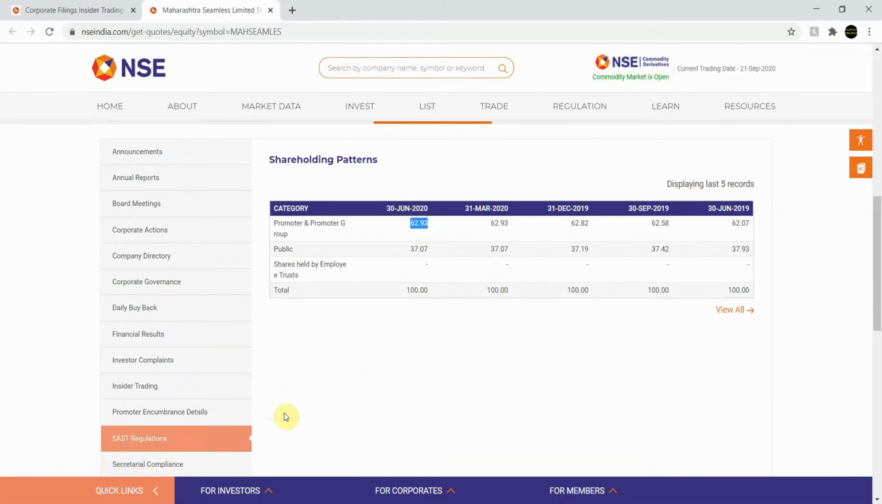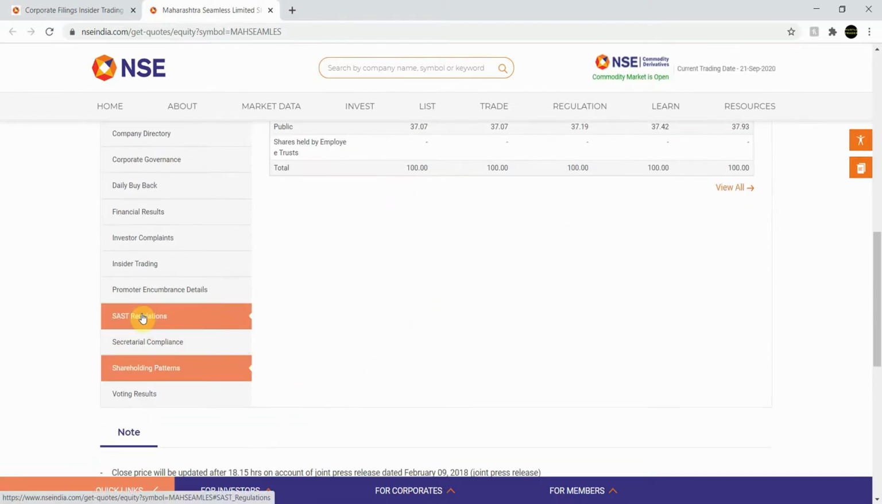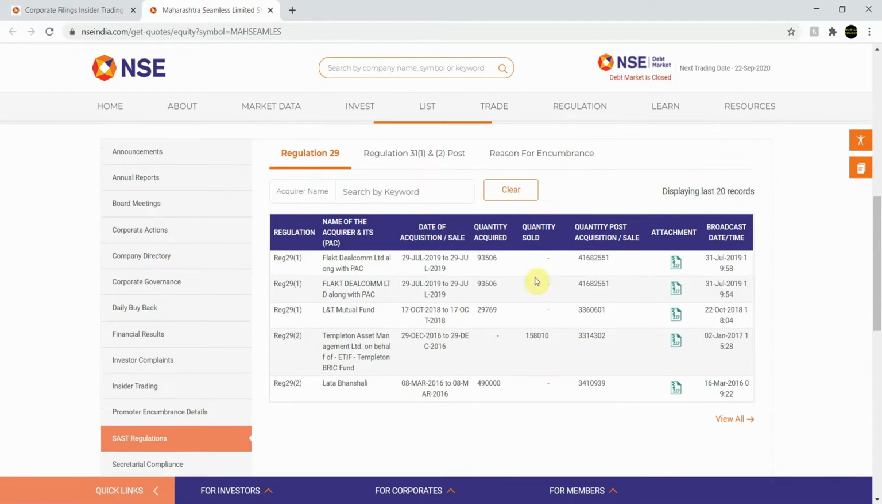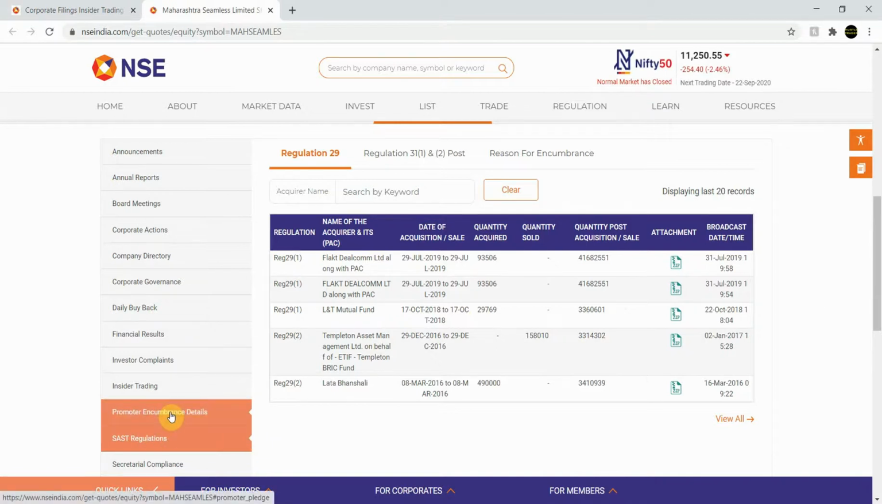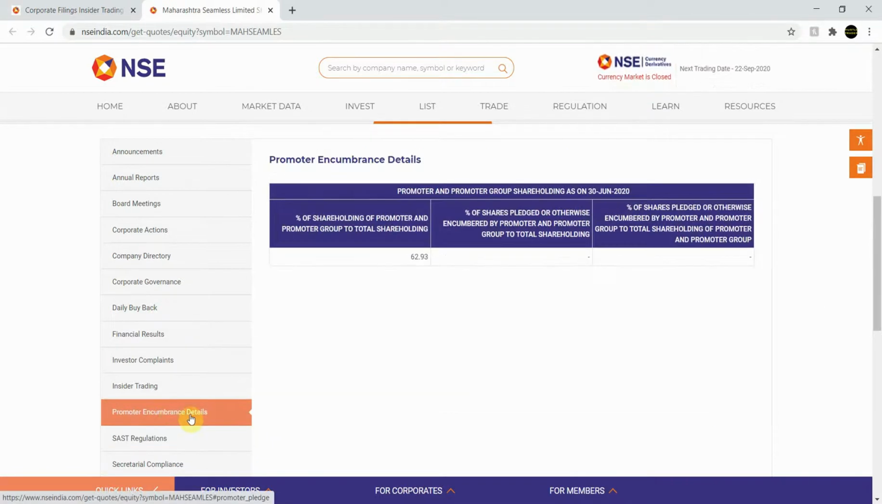Okay, shareholding pattern is greater than 50%, as you all can see. Next one is SAS regulation. Okay, so no selling has been reported in the recent 6 months. So we'll continue the analysis of Maharashtra Seamless Limited. Next, we have to check the pledging. Percentage of pledging is 0%.